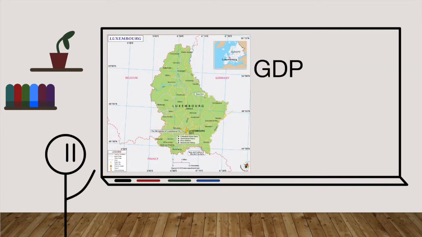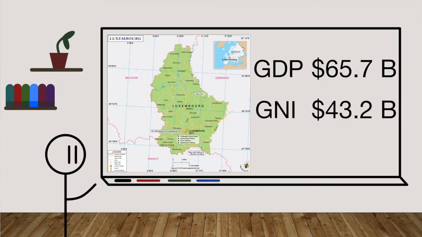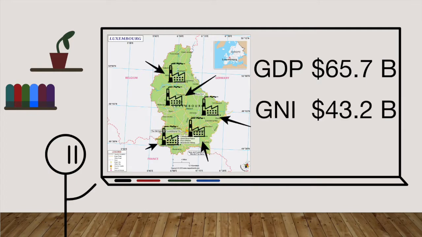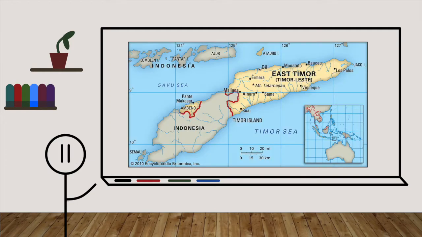For example, the GDP of Luxembourg in 2014 was 65.7 billion, while the GNI was only 43.2 billion. This happened because a lot of foreign companies operated in Luxembourg because of its lenient tax laws. In East Timor, GNI is almost 4 times GDP.